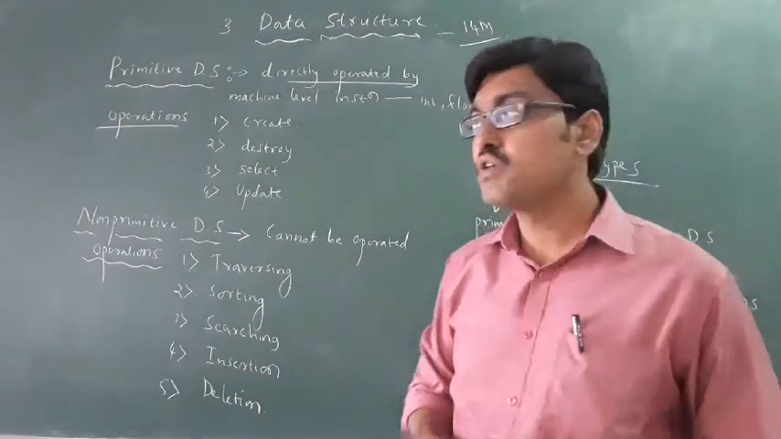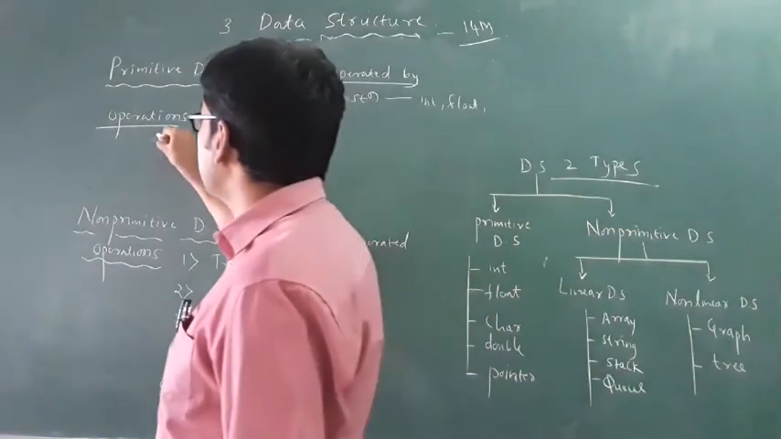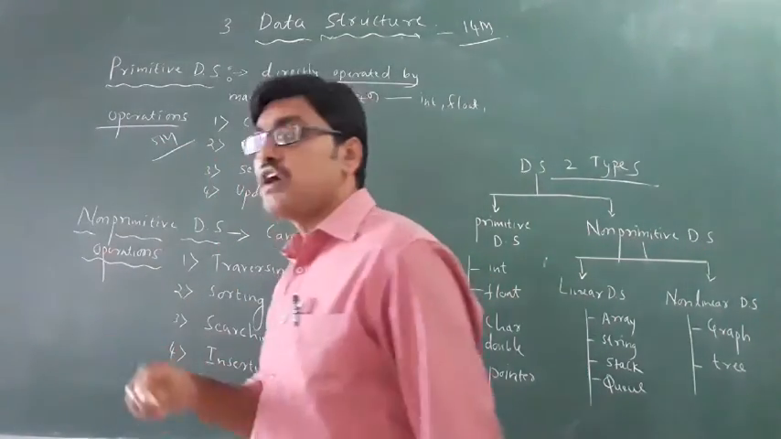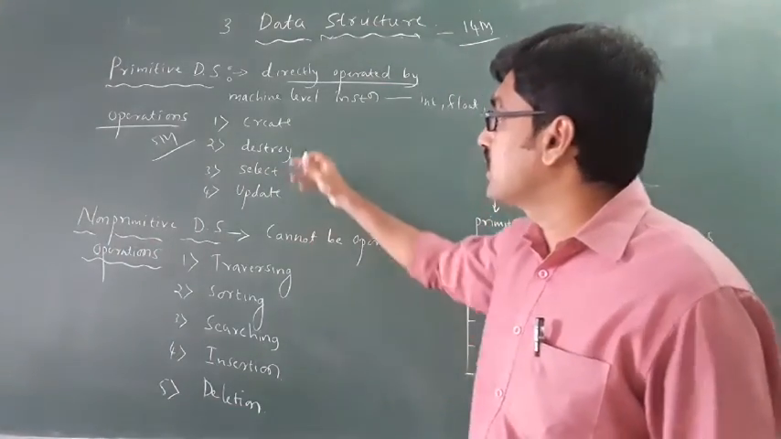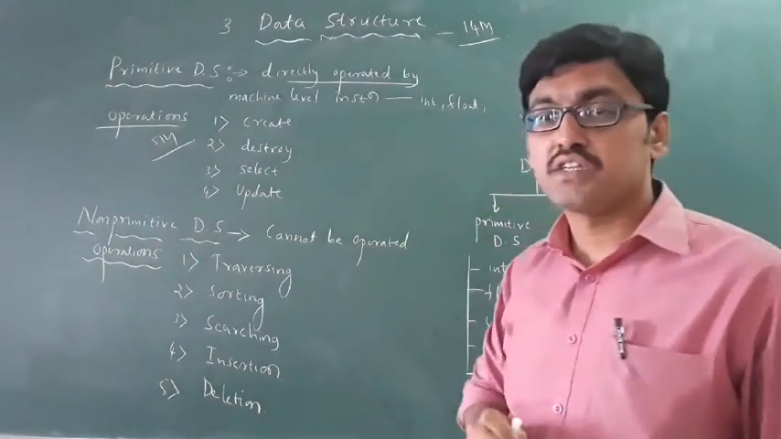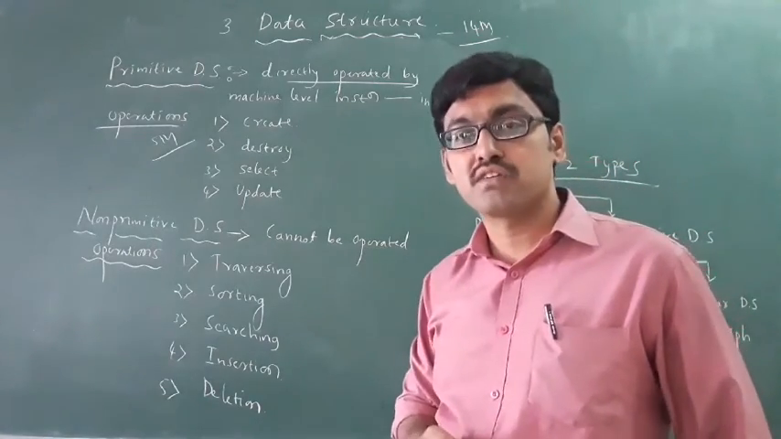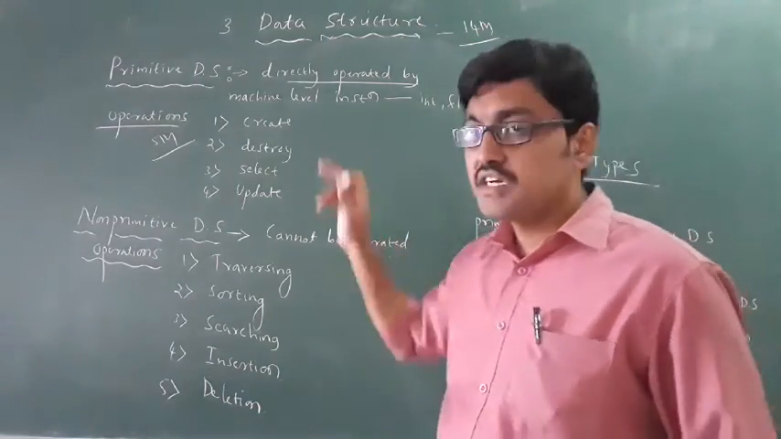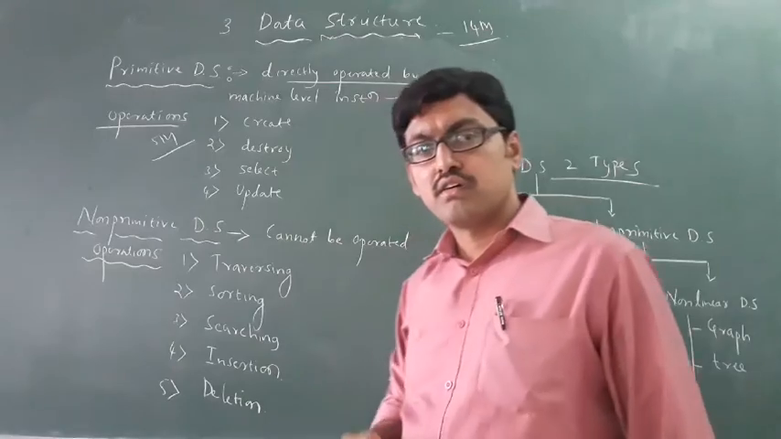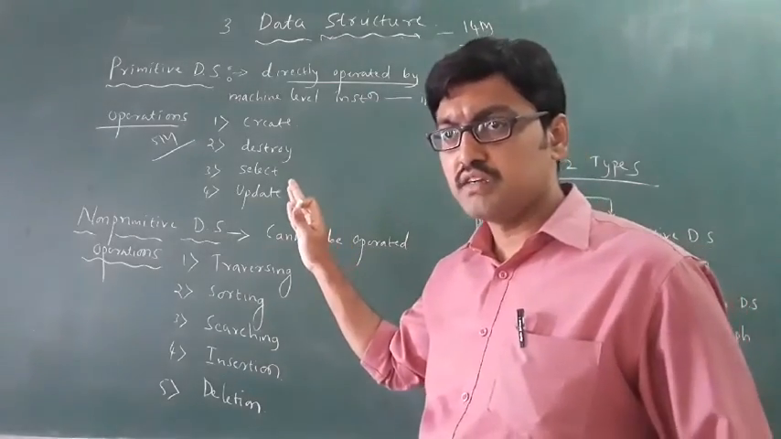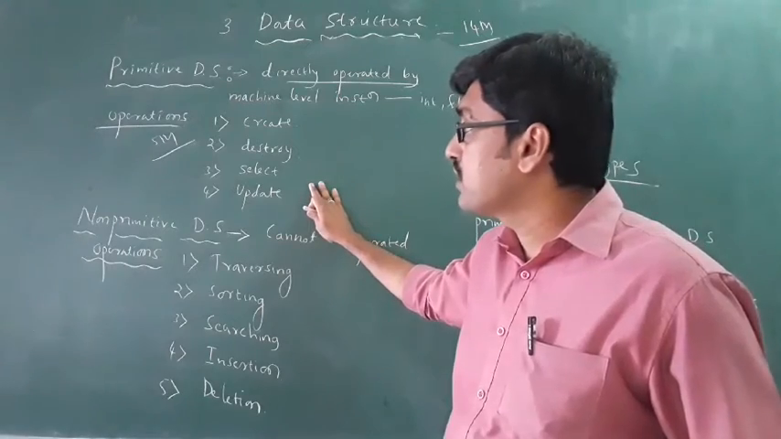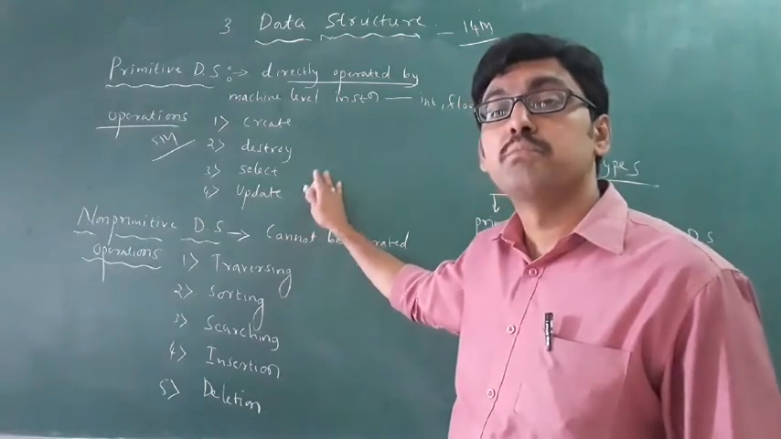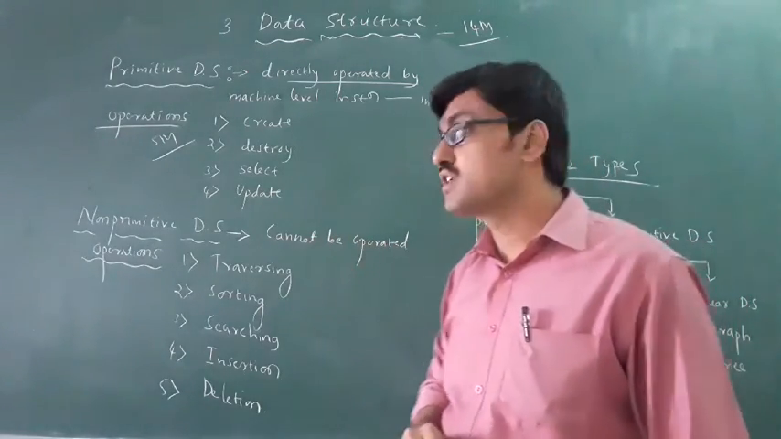In the examination, a 5 marks question is asked: explain the operations on primitive data structure. What are the operations on primitive data structure? There are 4 operations on primitive data structure. This question has appeared in previous years, in 2009 and 2011. There are 4 operations we have.